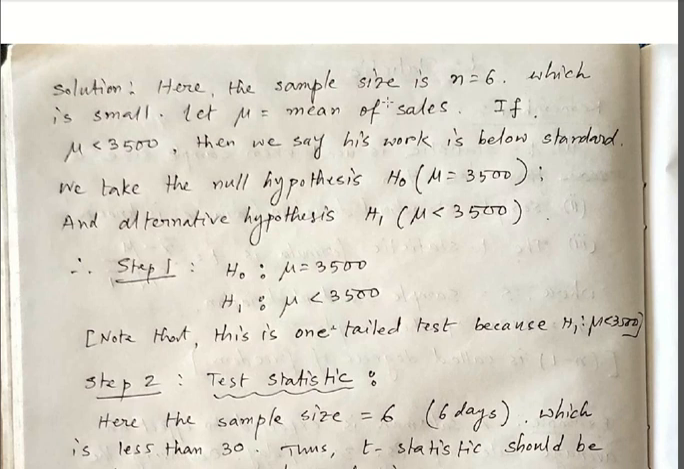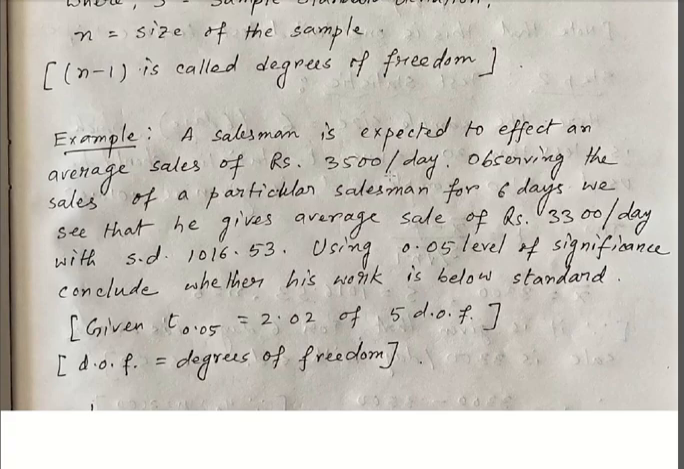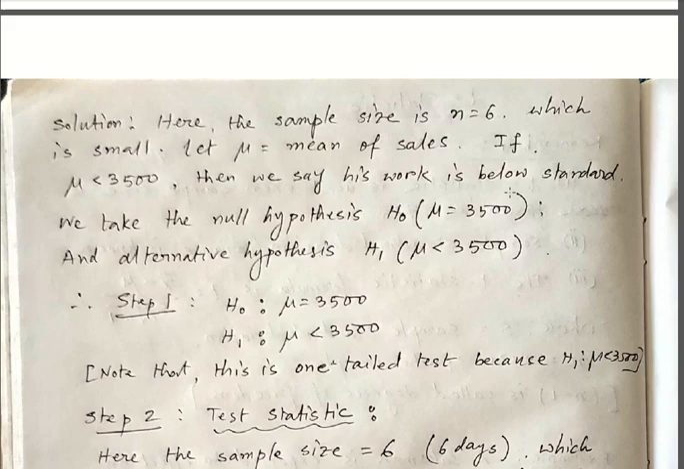Okay, so now let's start the example. Here the sample size is 6, I already told you. Now what is mu? Mu is the population mean. What is the population mean? Population mean is what he expects to earn, so 3500 is the expected earning. He expects that if I earn 3500, it will be better for me. But in practice, after watching 6 days, it is observed that 3300 is the earning. So this is the sample mean, and 3500 should be considered as the population mean. So mu equal to 3500.